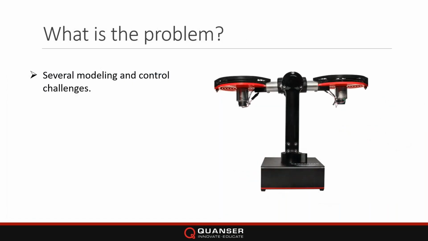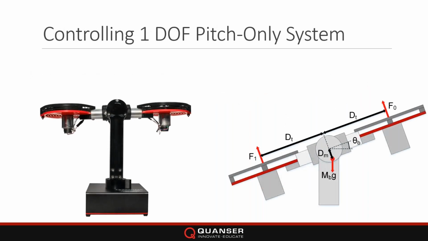So what's the problem? It seems relatively simple, but there are actually several modeling and control challenges with this experiment. Let's look at them more closely. Here we have the 1 DOF system. First of all, you have some actuator limits. You're only allowed positive commands, and you're limited to 24 volts. We can peak at 24 volts, but we can't surpass that. That's the limit of the amplifier.